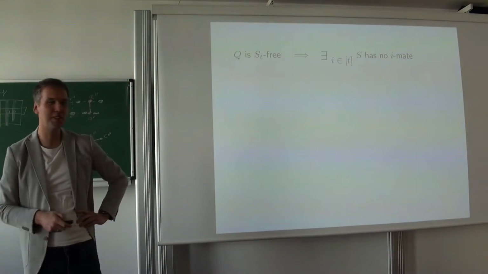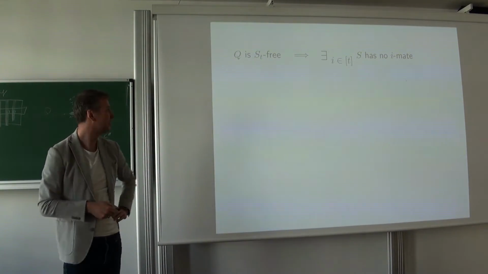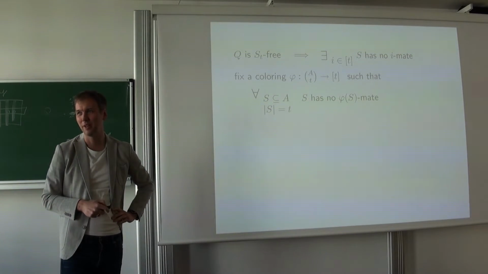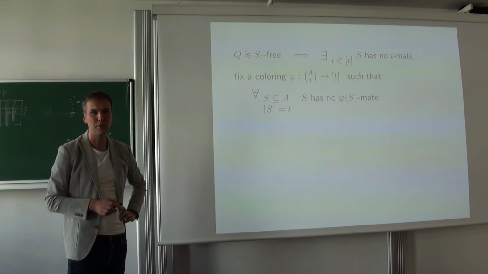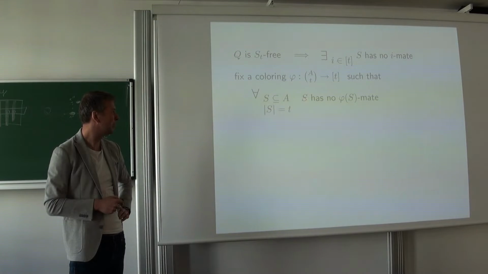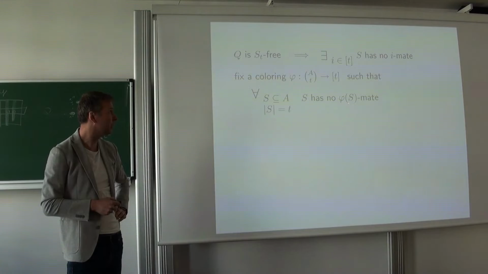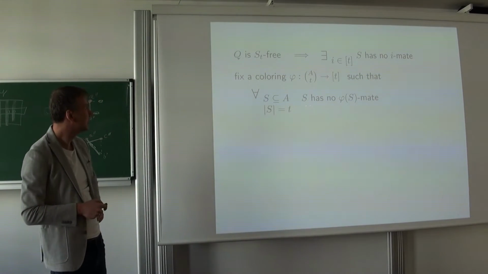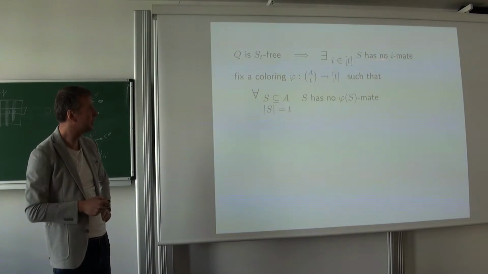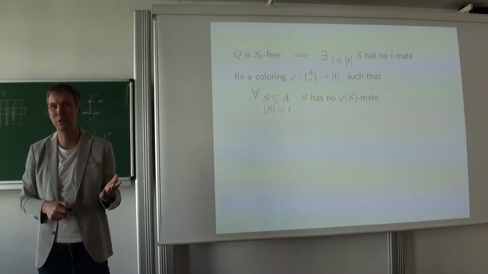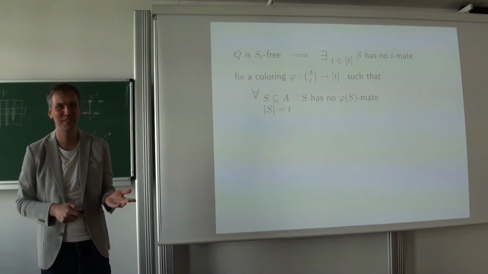So this gives us a possibility to color the T tuples. So now fix a coloring of the T subsets of A with T colors, such that when you have a tuple S, it doesn't have a phi of S mate. Phi is the coloring we do. So for S, there exists I such that S has no I mate. So I is a potential color. You choose. And that's how you color, okay? Is it clear? Good.